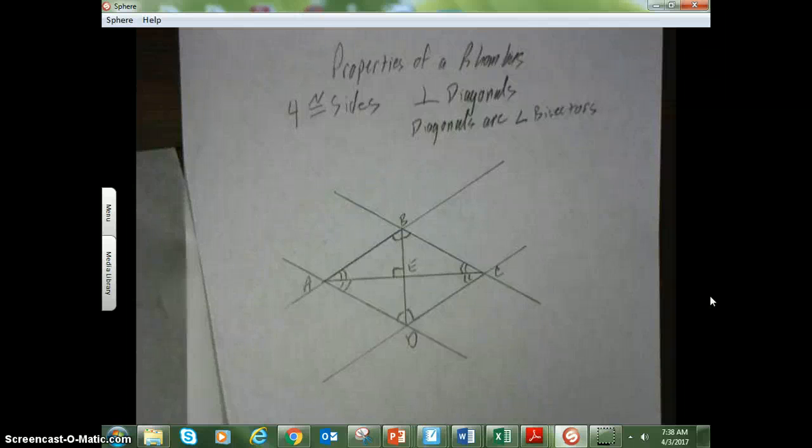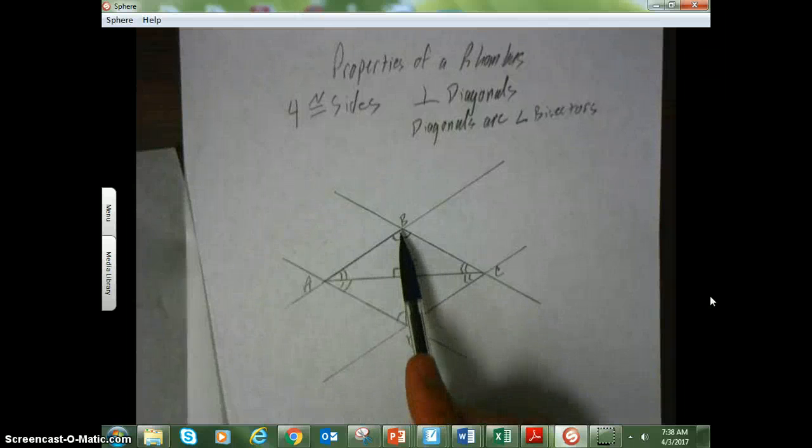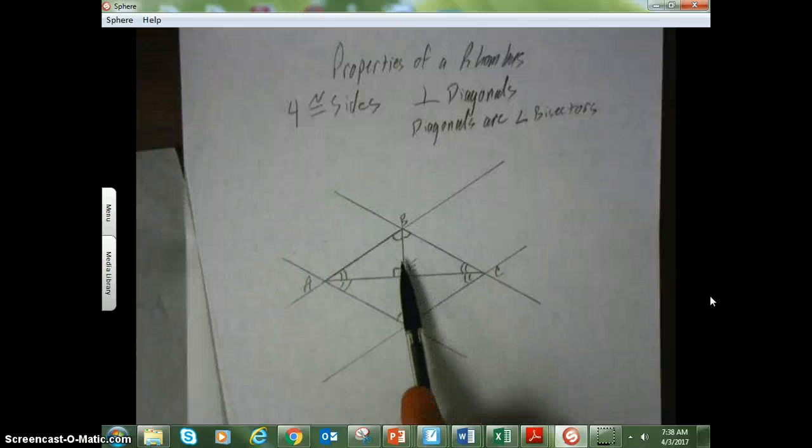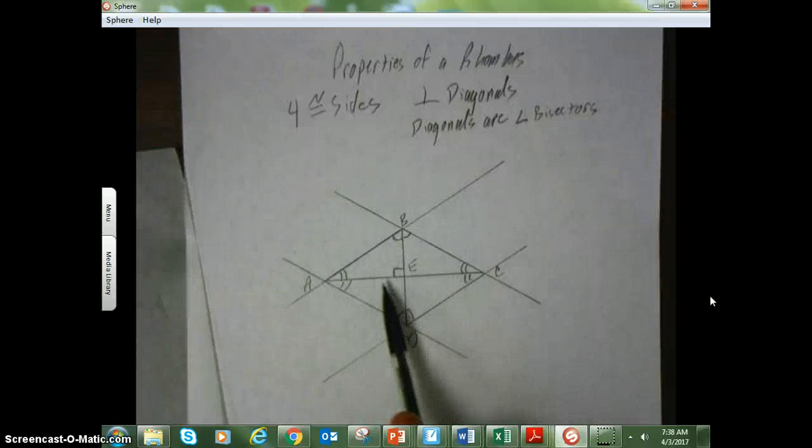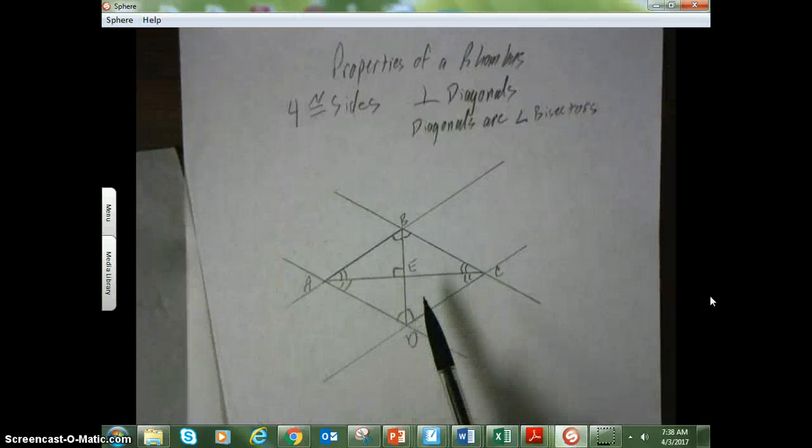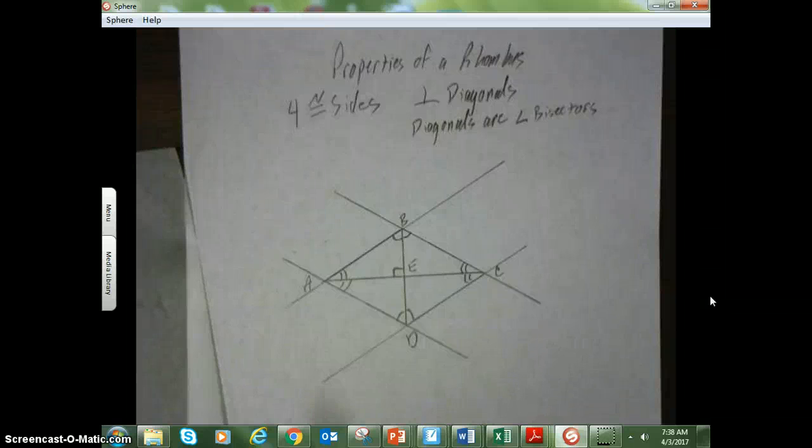And last thing, real quick about rhombuses, because the diagonals are perpendicular to each other, essentially we're creating four congruent right triangles inside of the figure. And so because we have right triangles, that means any math that we've done associated with right triangles, specifically the Pythagorean theorem, trigonometry, and special right triangles, may still be used with these figures. But that's it for the properties of a rhombus.